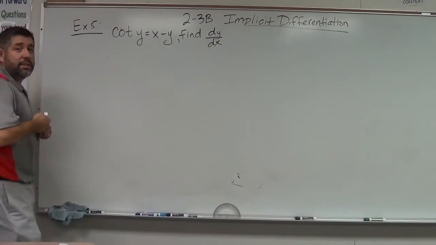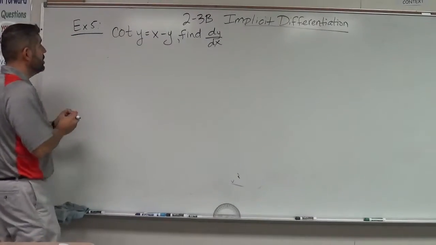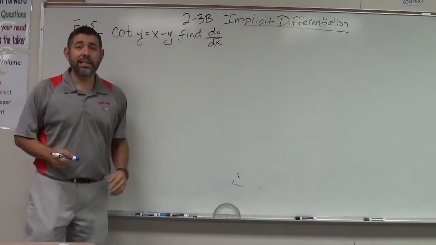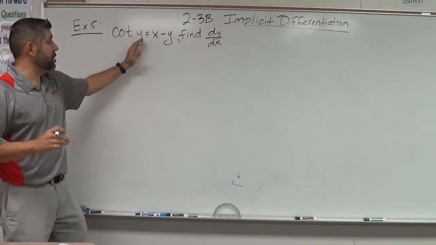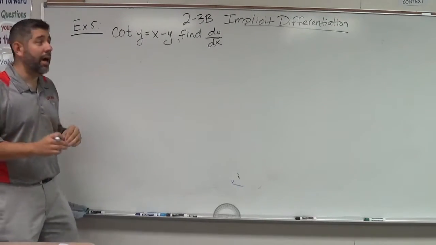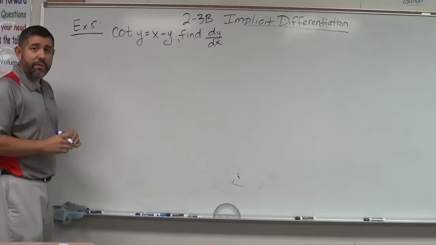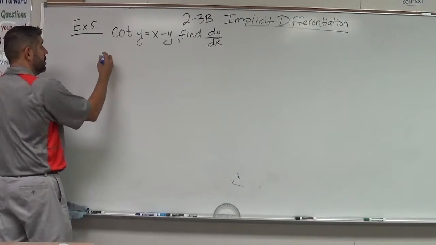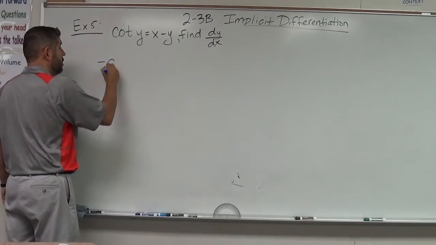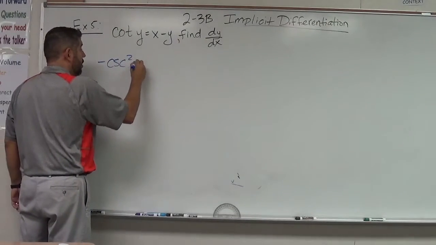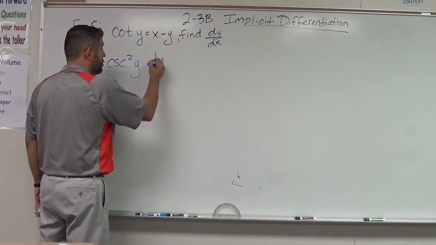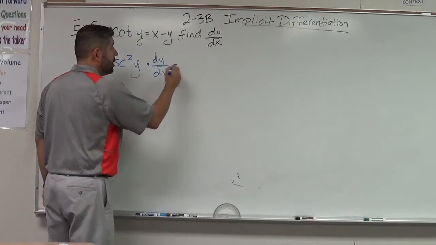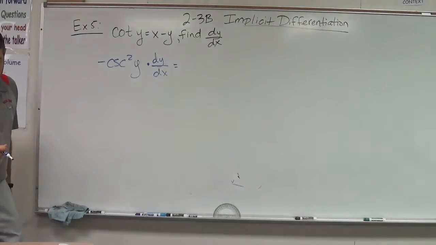Alright guys, here we go. Last example in this video. Cotangent y equals x minus y, find dy/dx. Again, we can see that we're going to do implicit differentiation because we have a cotangent of y. So the derivative of cotangent is negative cosecant squared y times dy/dx. Remember, we got to put that in there when we're doing implicit differentiation.